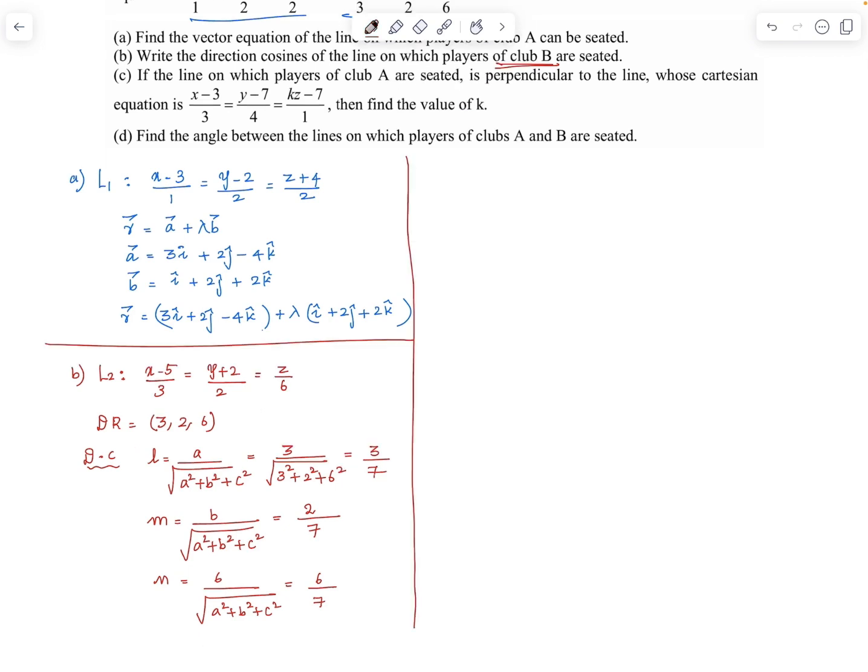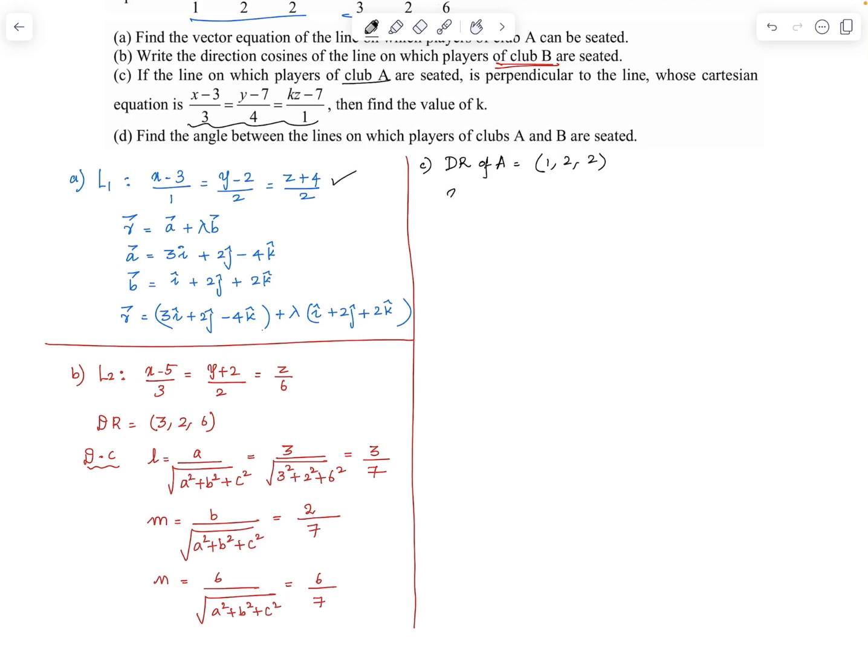Subdivision C. If the line on which the players of club A are seated is perpendicular to the line whose Cartesian equation is x minus 3 upon 3 equal to y minus 7 upon 4 equal to kz minus 7 upon 1, then find the value of k. For the line A, the direction ratios are 1, 2, 2. We get it from this line L1.